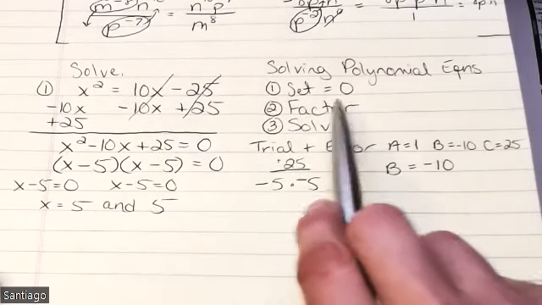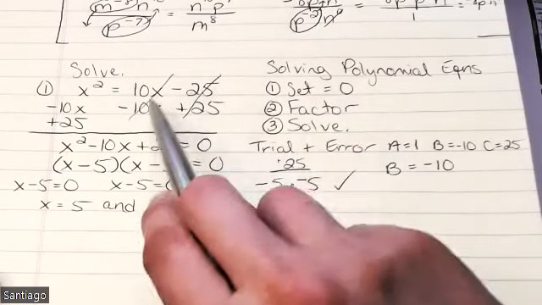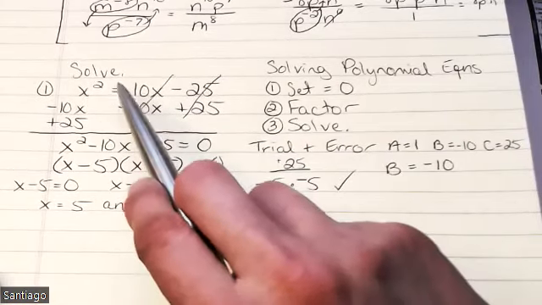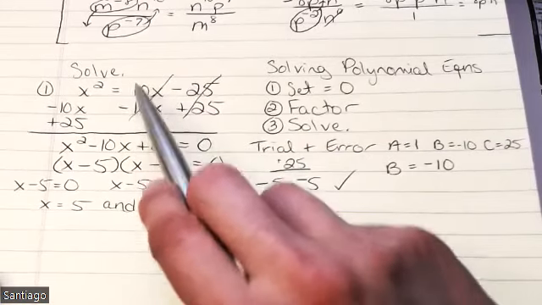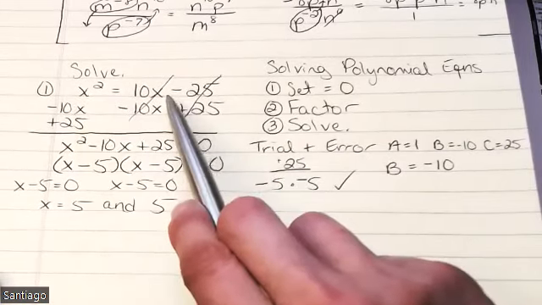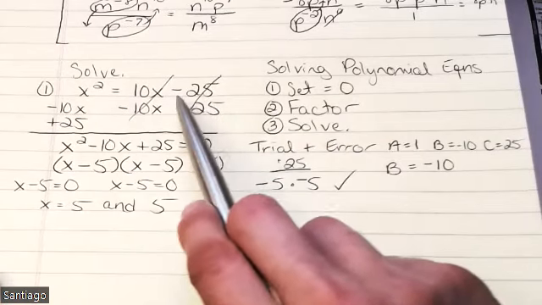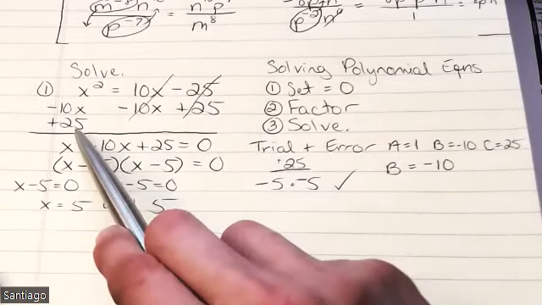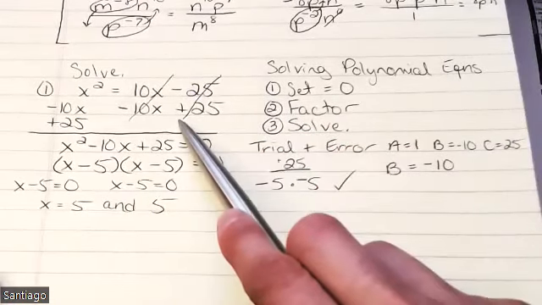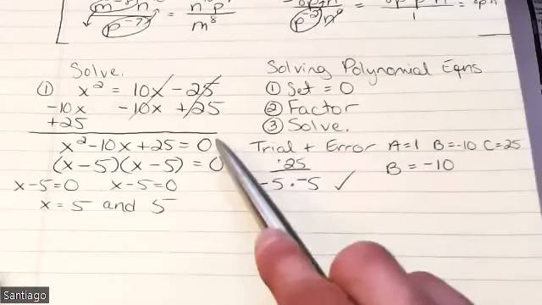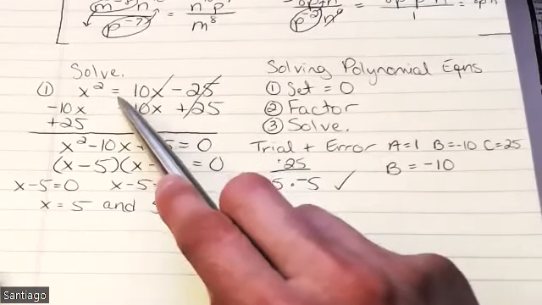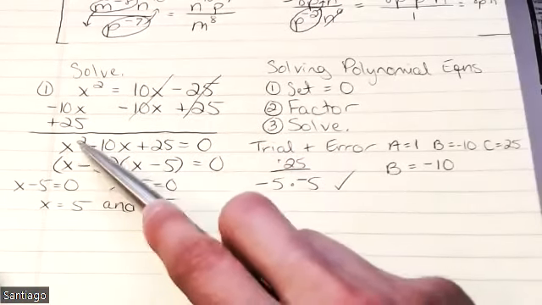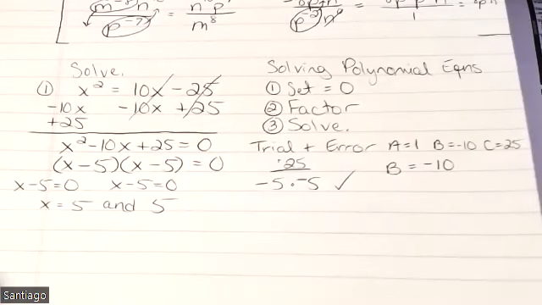So keep in mind that our goal is to set this equal to 0. So we have to bring this 10x over by using the opposite operation. So since it was a positive 10x, we have to subtract the 10x to bring that over. Then we have to bring over the minus 25. So in order to do that, we do the opposite operation, which is a plus 25 to bring that over. Once we've brought both of those terms over, they cancel, leaving us with 0 on the right-hand side of the equals. On the left-hand side are all of these terms, but in descending order, it is x squared minus 10x plus 25.